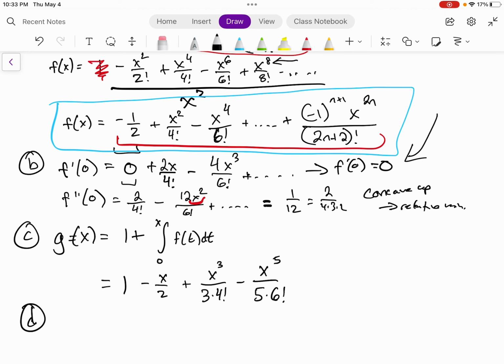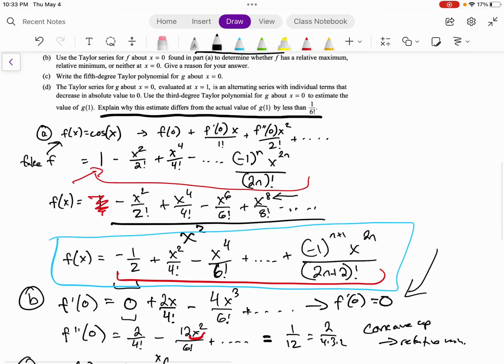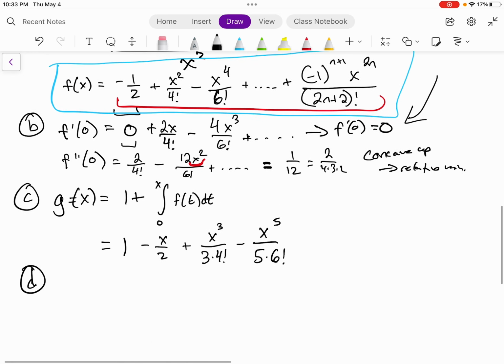So the Taylor series for g about x equals 0, evaluated at x equals 1, is an alternating series with individual terms that decrease in absolute value to 0. Use the 3rd degree Taylor polynomial for g about x equals 0 to estimate the value of g of 1. Explain why this estimate differs from the actual value of g of 1 by less than 1 over 6 factorial. Okay. So, estimate g of 1, right?